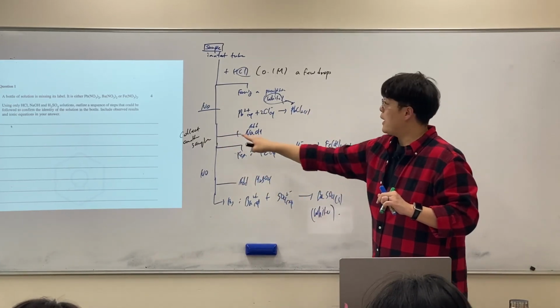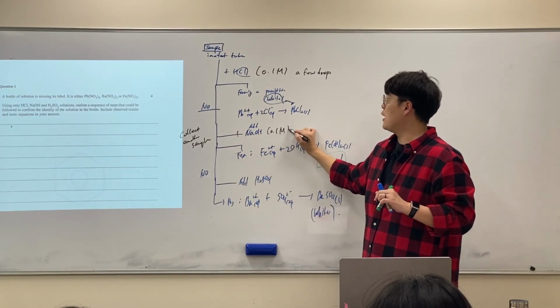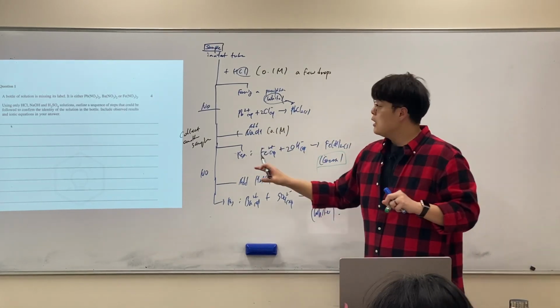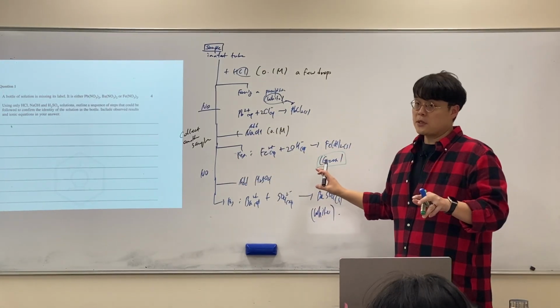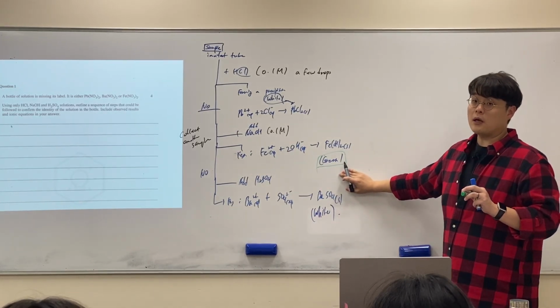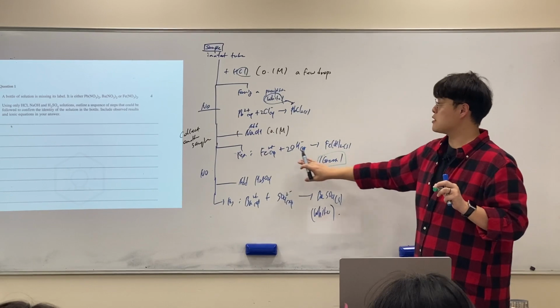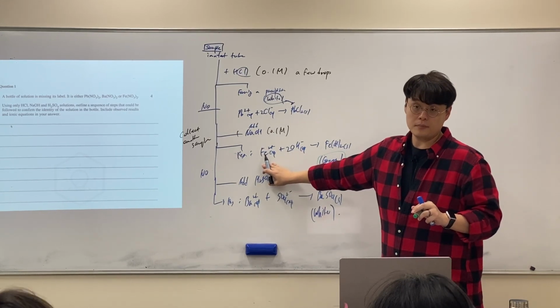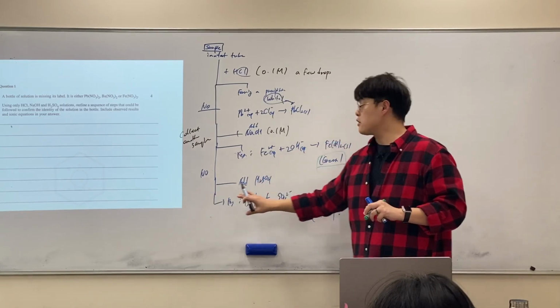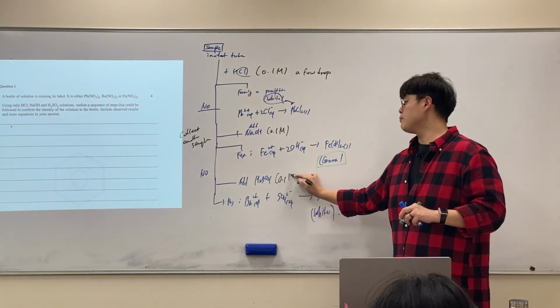in there, add a few drops of the 0.1 molar sodium hydroxide. Look for the precipitate. If there's a formation of a green precipitate, that must be indicating the presence of the ion in it. Okay, you repeat the same step. Collect another sample. Add a few drops of the 0.1 molar sulfuric acid.